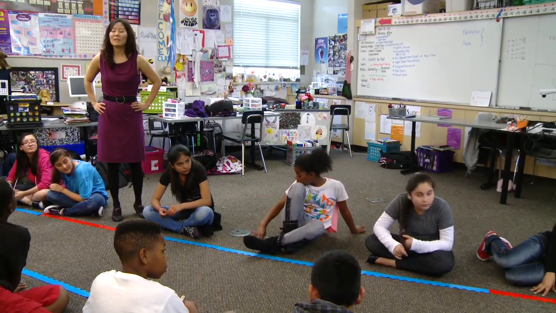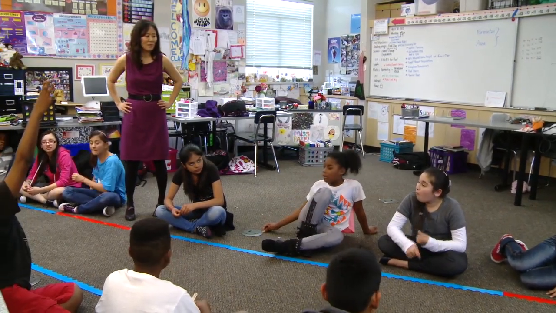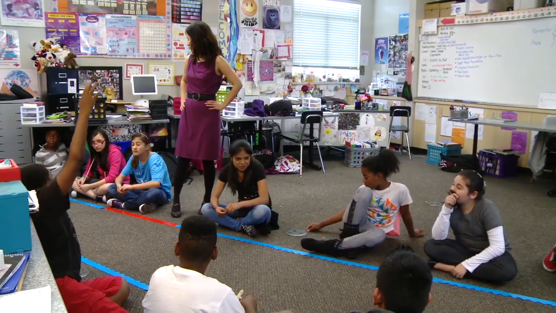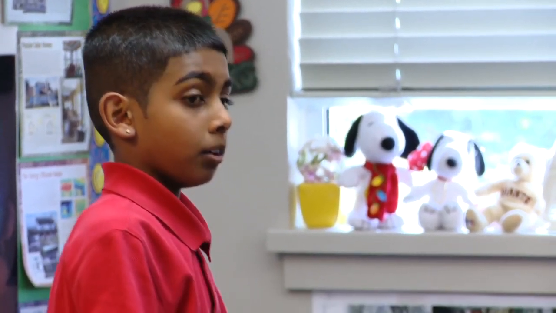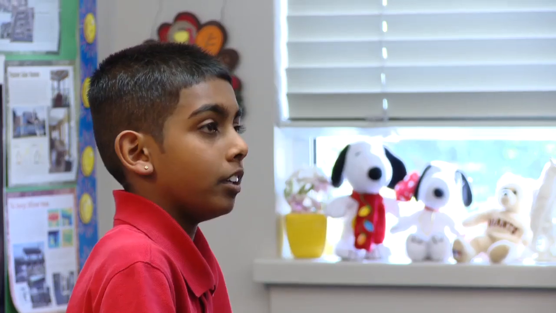Eric. The perimeter can be the same, but the area can change. Can you say that in your own words, somebody else? Melvin. So if we have the same amount of people, the perimeter will stay the same. But if we move the shape, the area will be a different number.